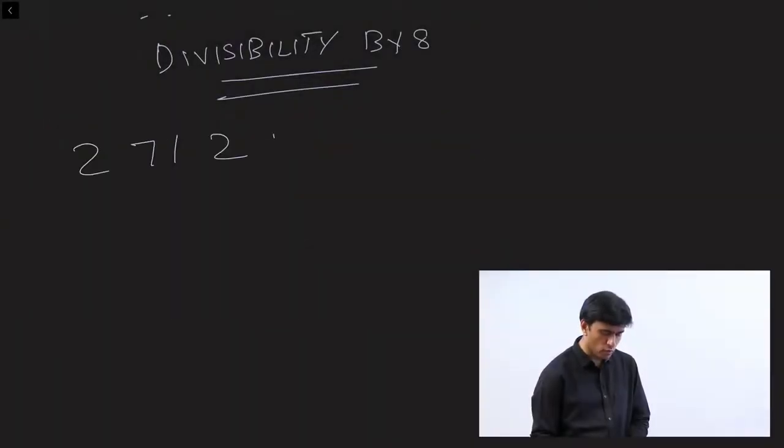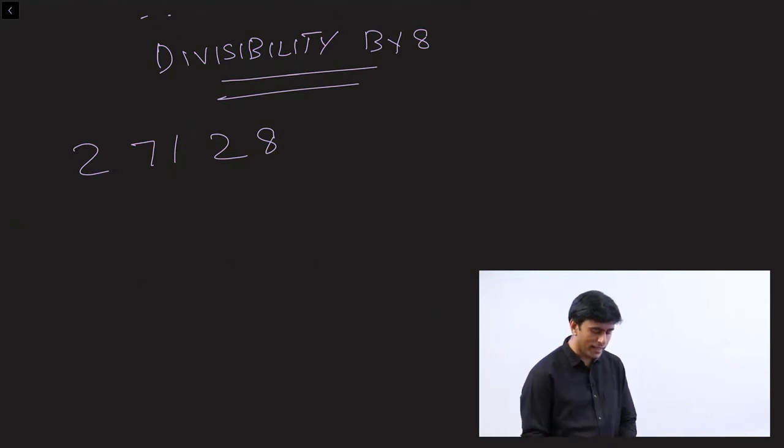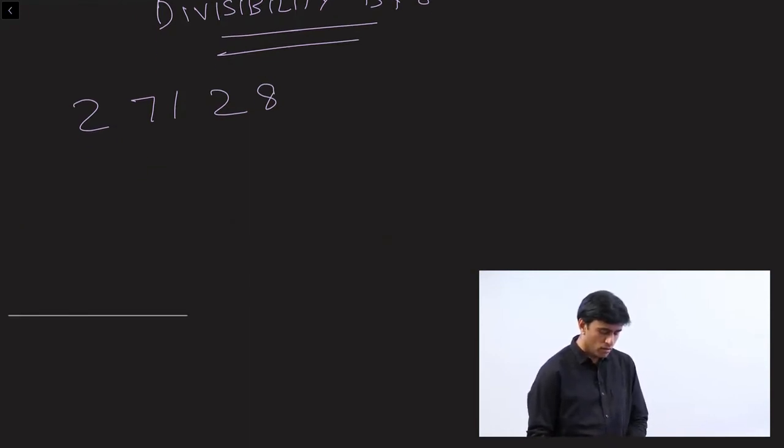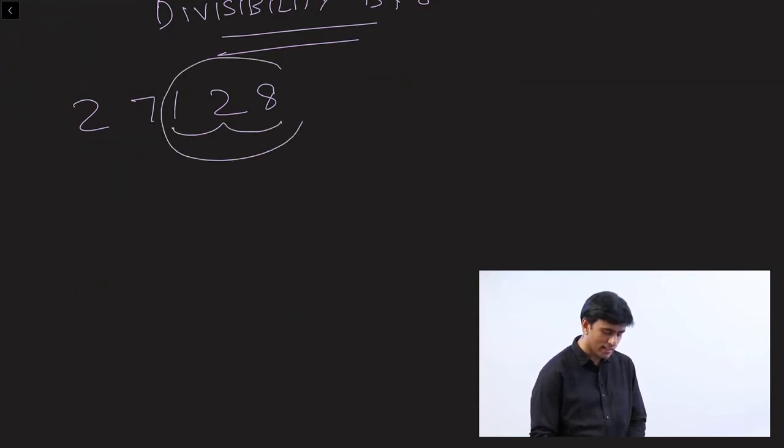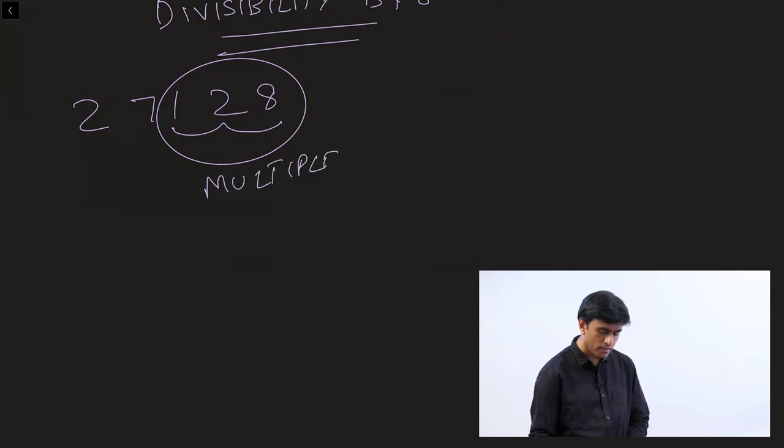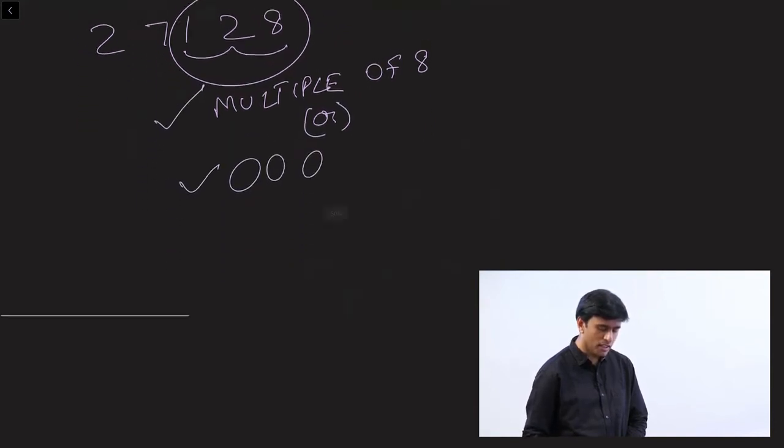Let's do the next divisibility test. Let's see if a number is divisible by 8. 27128. Is this number divisible by 8? So, to see if a number is divisible by 8, you need to check the last three digits. If the last three digits is a multiple of 8 or if the last three digits has 0, 0, 0, then we can say that the number is divisible by 8.